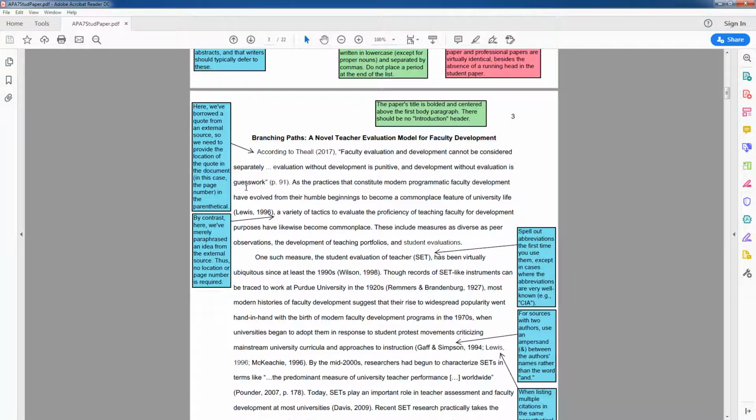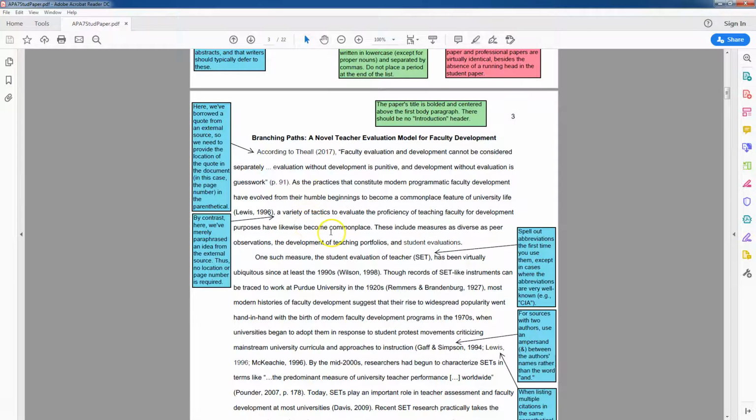So if you do use a direct quote, you need to make sure that you are paraphrasing afterwards what that direct quote was about. But generally speaking, you need to make sure that you are using the literature to support your ideas as you're reporting it.